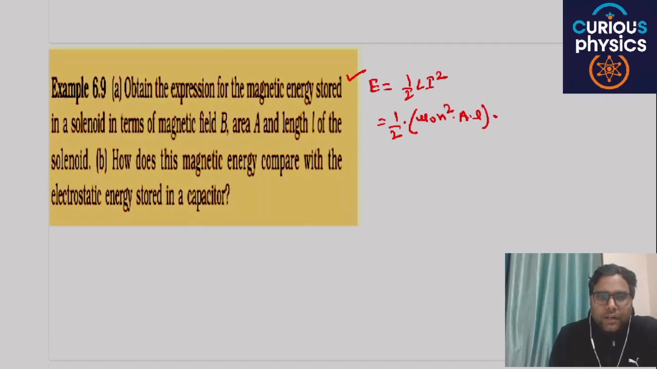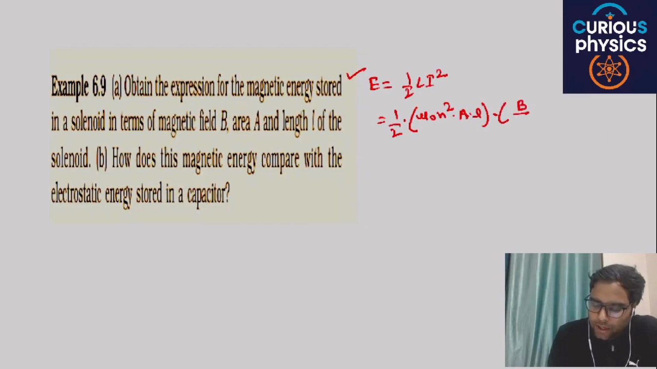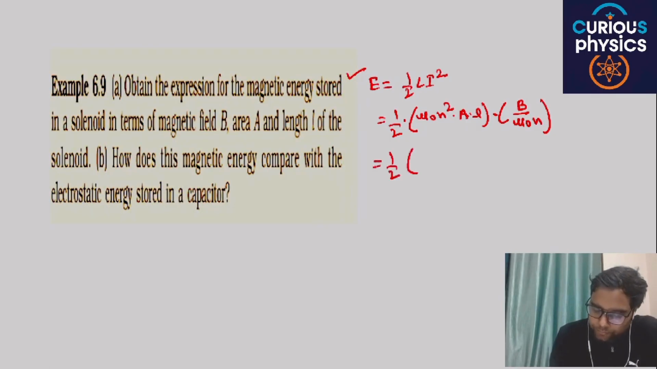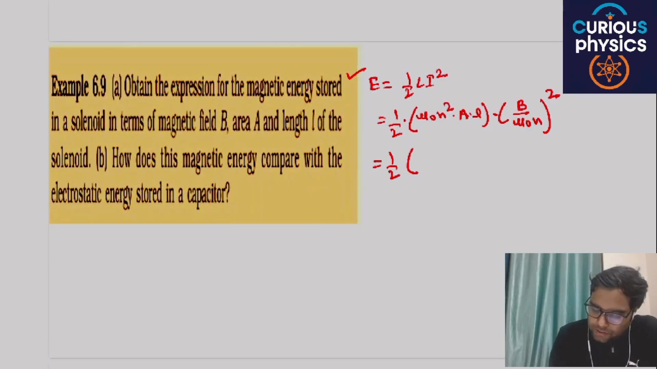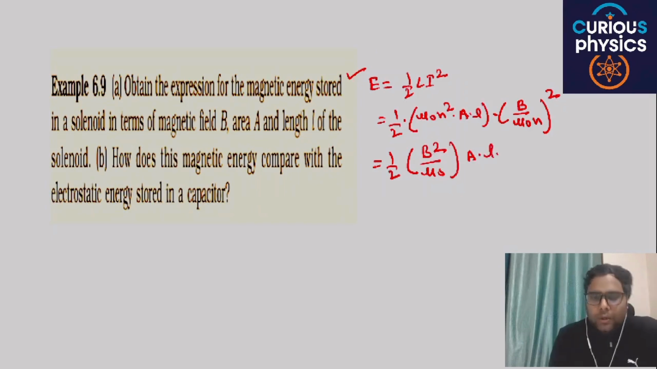You can also find the value of B, which is mu naught n into I, so I is the magnetic field divided by mu naught into n. In the case of a solenoid, the magnetic field is mu naught n into I. Now just solve this. You will get half, and n square will cancel with n square. You will get B square divided by mu naught into A into L. A into L is nothing but the volume of the solenoid.